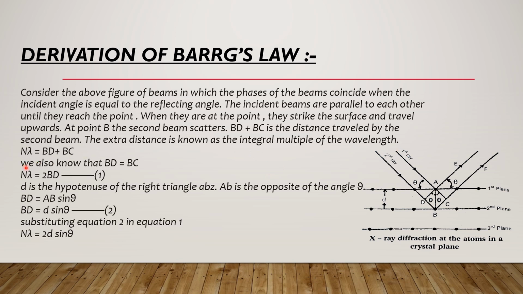So the path difference n lambda is given as BD plus BC. We also know that BD is equal to BC, they are equidistant. Therefore, n lambda is equal to 2BD. Here, BD is equal to AB sin theta, and AB is nothing but d. Therefore, BD is equal to d sin theta. Substituting equation 2 in 1, n lambda is equal to 2d sin theta. This is the path difference. Hence, the diffracted X-ray interferes constructively when the path difference is an integral multiple of the wavelength of the X-ray. This is the derivation of Bragg's law.